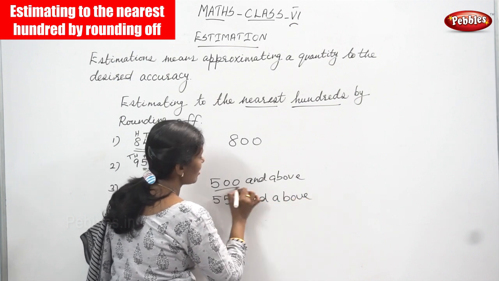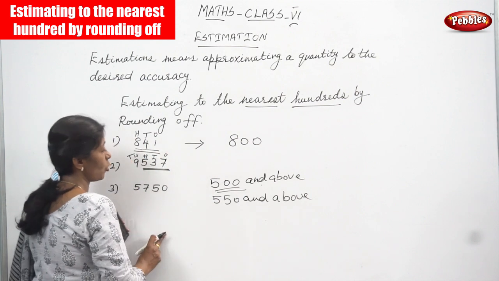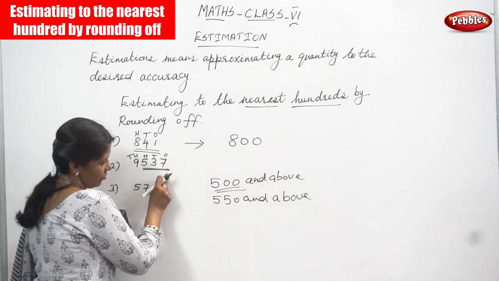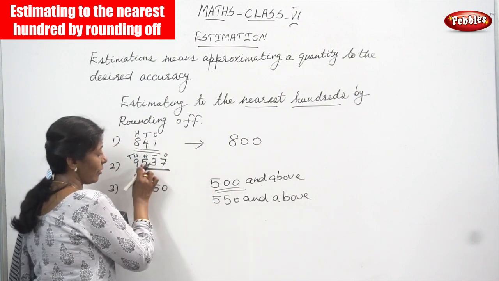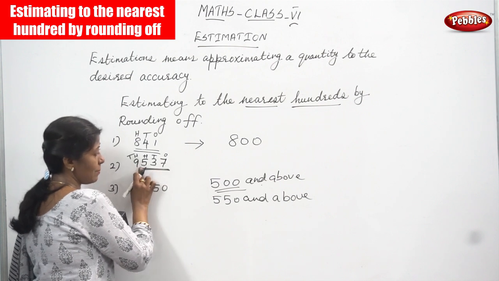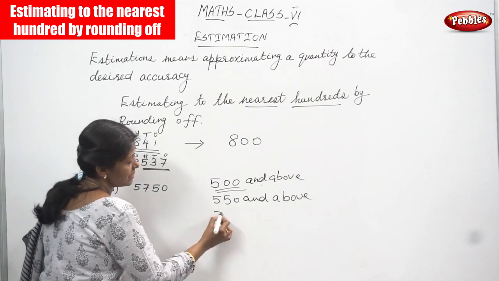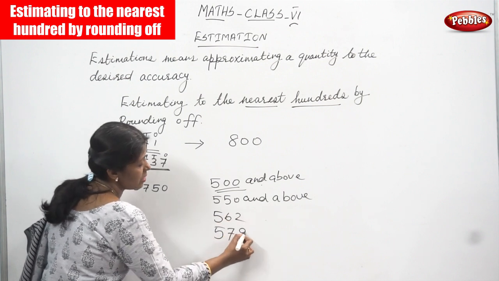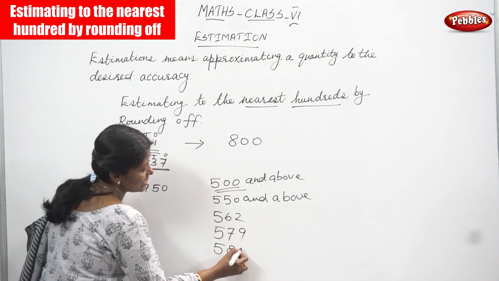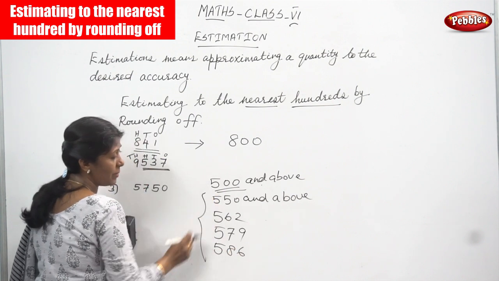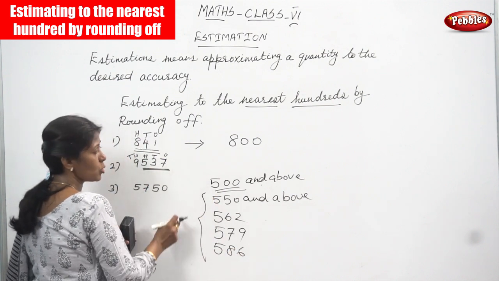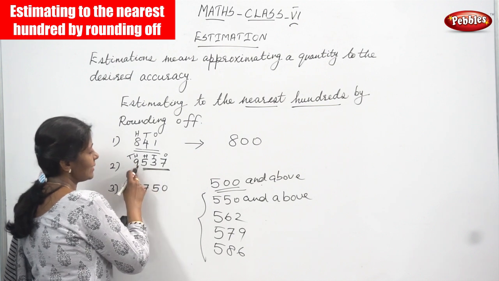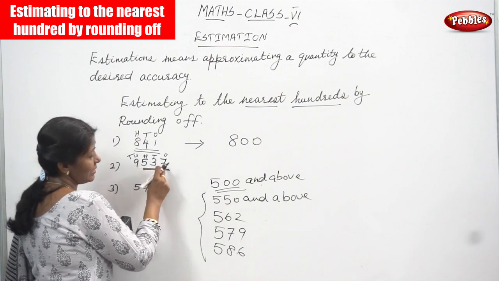This is only 500 above. So that is what you have to write. The nearest value is 9,537. Suppose this number is 550, or 562, or 579, or 586. If the number comes like this, you have to write 9,600. But if it is 537, you have to write 9,500.